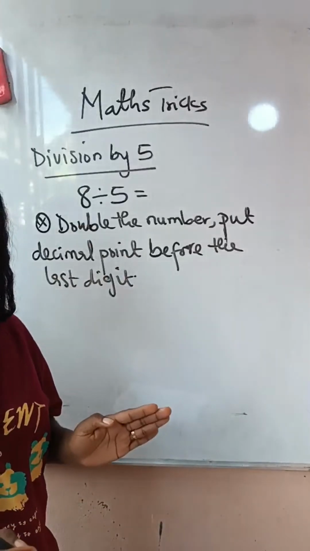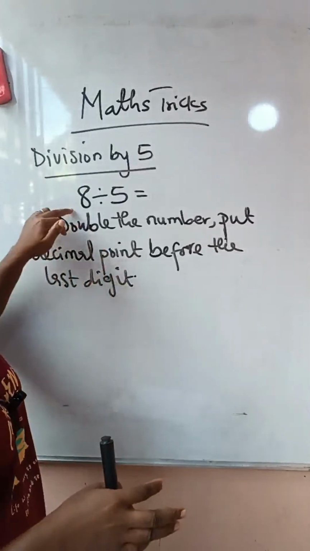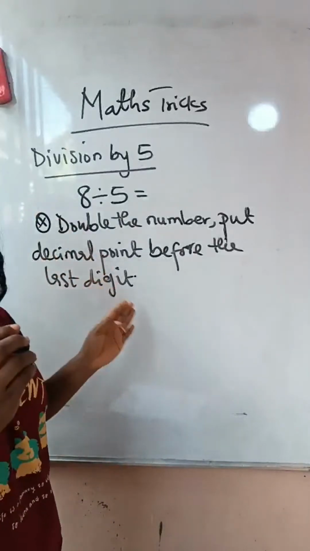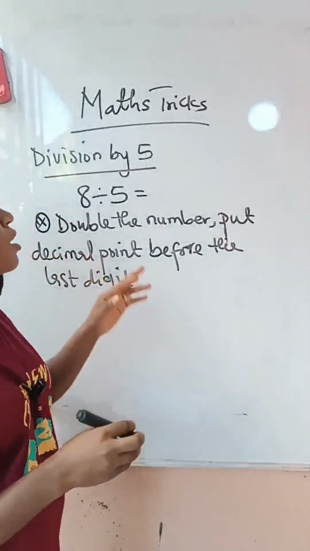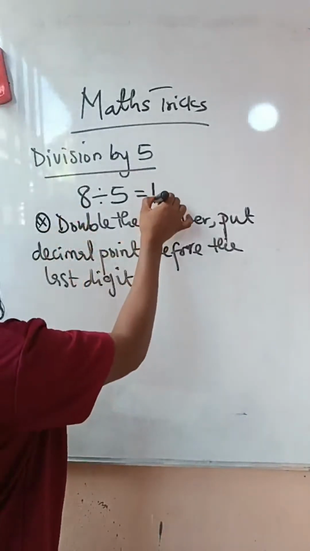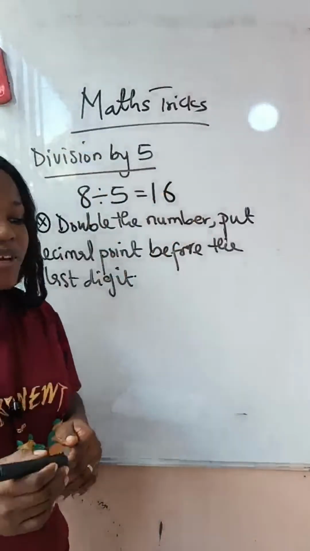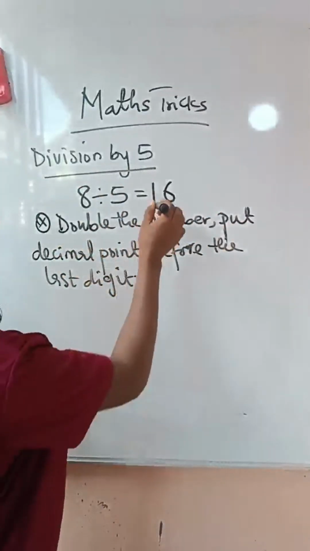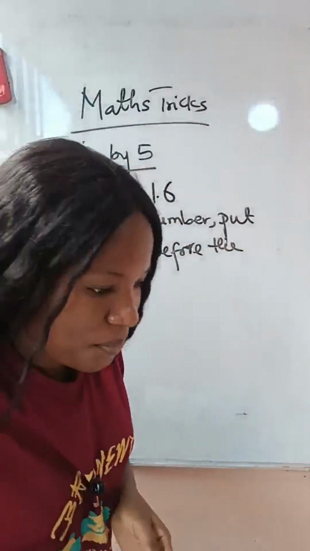Now, for example, you are asked to divide 8 by 5. It's simple. Double 8, that means 8 times 2. If we double 8, we have 16. Now put your decimal point before the last digit, and that is your answer.